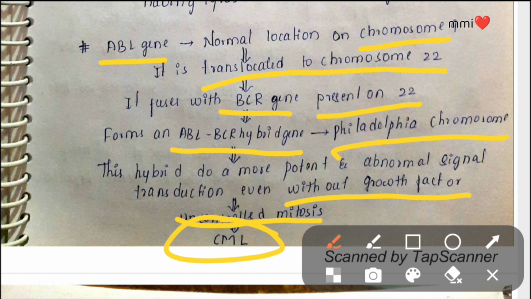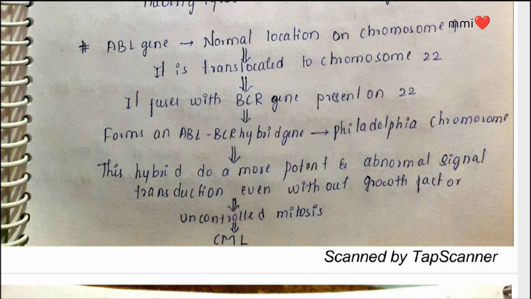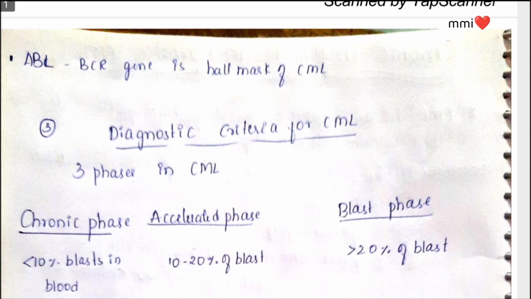The ABL gene, present on chromosome number 9, combines with the BCR gene present on chromosome number 22 and forms a hybrid gene which does not require growth factor and causes uncontrolled mitosis, which leads to chronic myeloid leukemia. Remember, it is a reciprocal translocation. It means some part of chromosome number 9 goes to chromosome number 22 and some part of chromosome number 22 goes to chromosome number 9, and the ABL-BCR hybrid gene, that is the Philadelphia chromosome, is formed. The ABL-BCR gene is a hallmark of chronic myeloid leukemia.